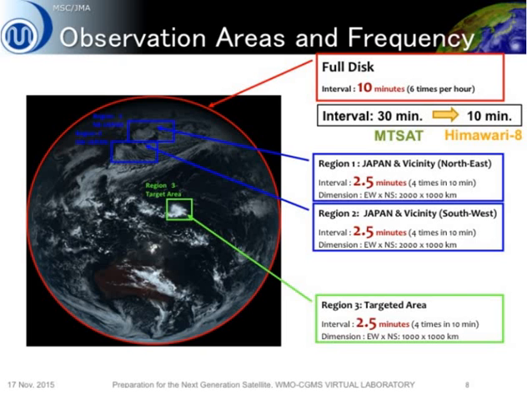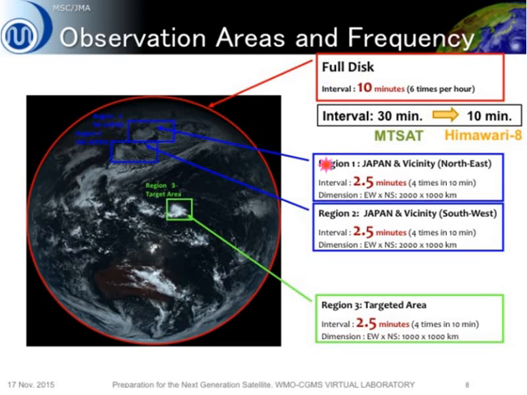Next is about observation area and frequency. AHI observes 4 areas for meteorological imagery. They are full disk and region 1 and region 2 and region 3. Full disk, which is a whole Earth scene as observed by the satellite, is observed every 10 minutes by AHI. That is 3 times more frequent than MTSAT-2 imager.